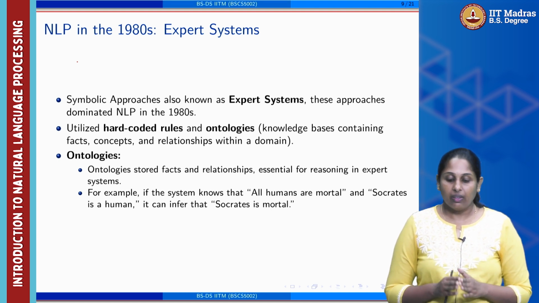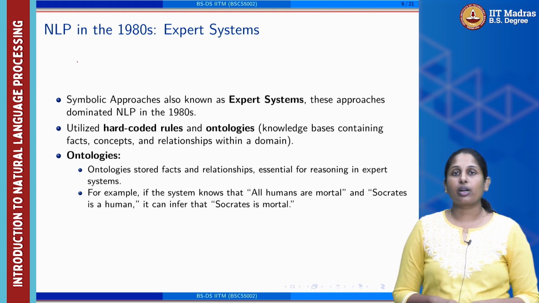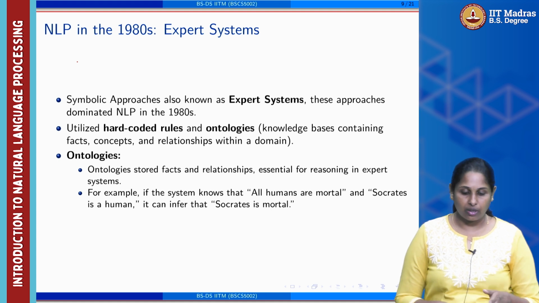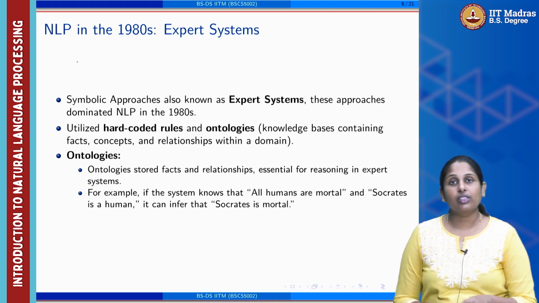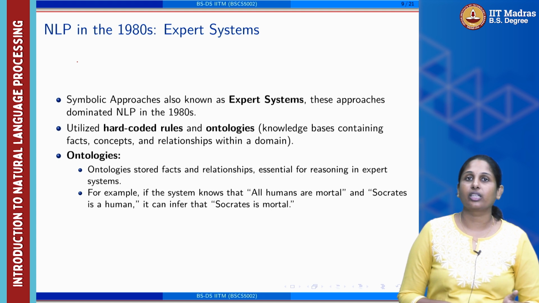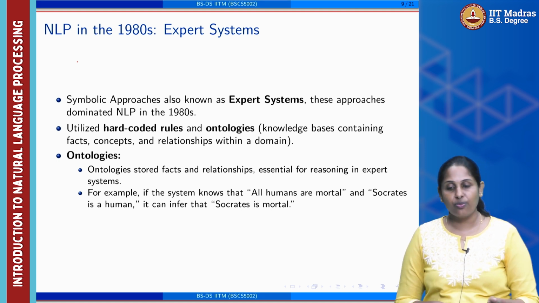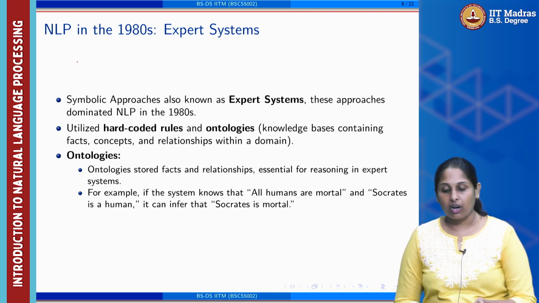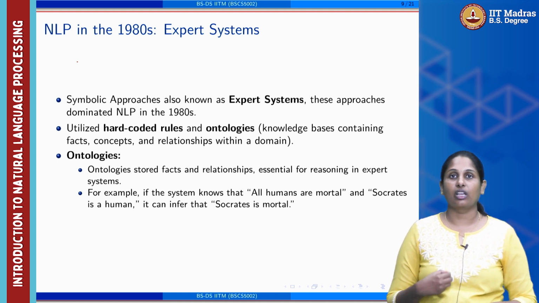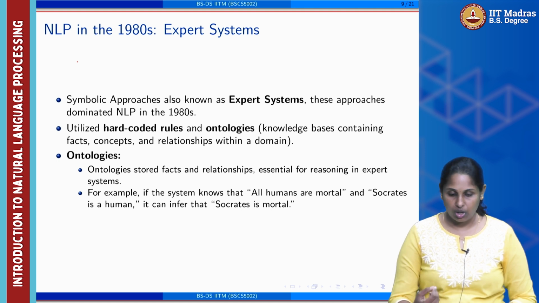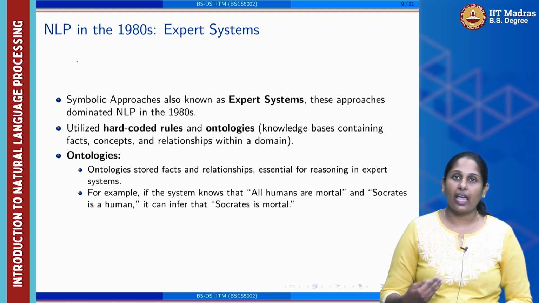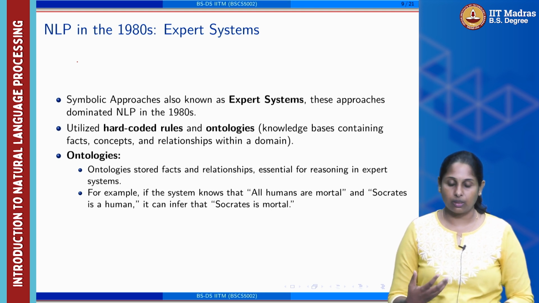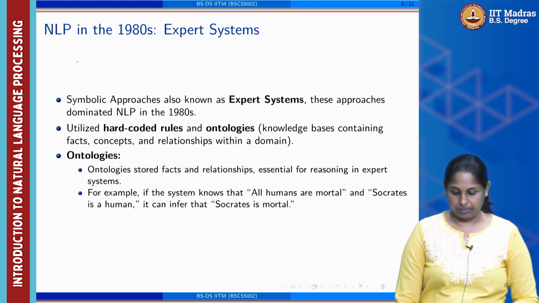For example, if the system knows that all humans are mortal, and there is a sentence, Socrates is a human, it can easily infer from these two pieces of information that Socrates is mortal, because Socrates is a human and all humans are mortal. It entails that Socrates is mortal. This kind of knowledge and graph information comes through ontological knowledge. So the 1980s were the period where systems started using this kind of expert knowledge in applications.